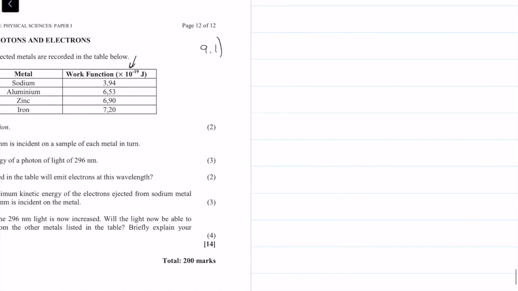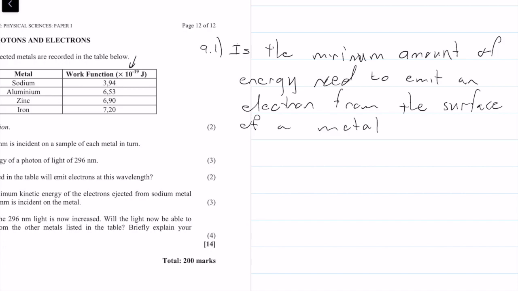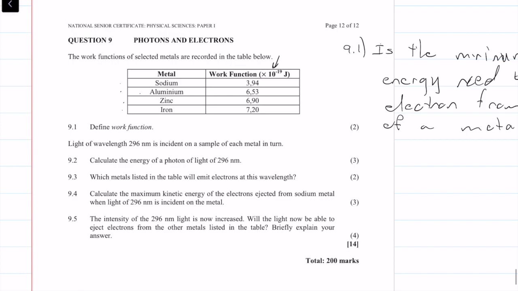Define the work function. The work function is the minimum amount of energy needed to emit an electron from the surface of a metal. So if the energy is less than the work function, then no electrons will be emitted. I hope that makes sense, so that might come in useful later.